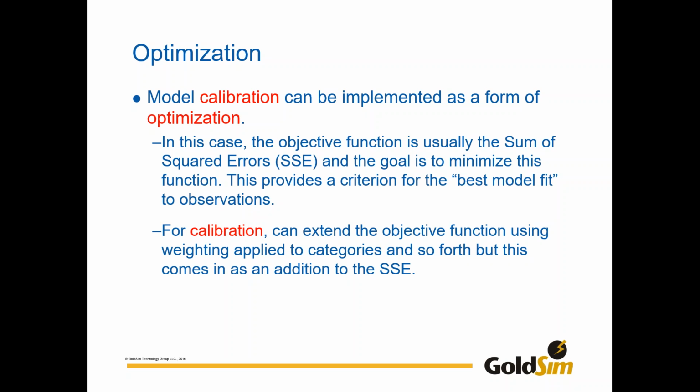And your objective function doesn't have to be the sum of squared errors. You can be pretty creative in how you would extend or expand that. For example, you can apply penalties or bonuses, and those would just come into your objective function. A penalty would be an addition to the sum of squared errors, and a bonus would be a subtraction from it. Again, you're trying to get the minimum value of your objective function, which in calibration is normally the sum of squared errors.